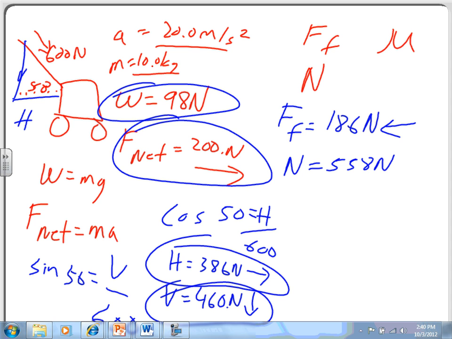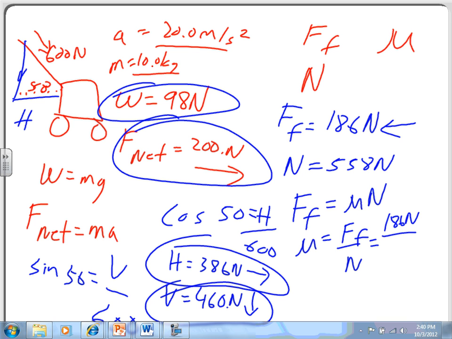Now we want to solve for the coefficient of friction. So we'll use what I call the fun equation. Solve that out for mu. In this problem, the frictional force is 186 newtons. The normal force is 558. Cancel out the newtons. Coefficients don't have units. We'll have 186 divided by 558. And we end up with a coefficient of friction here of a third. So mu equals 0.333. Hope that helps.